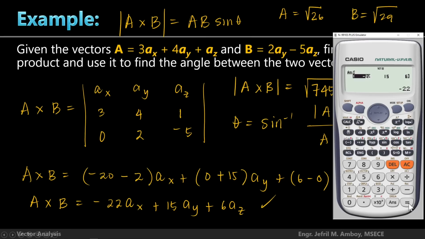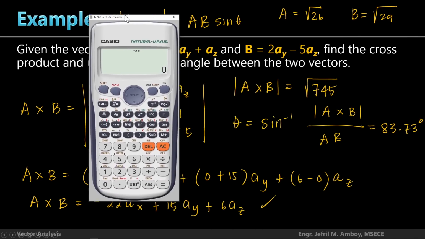and then press the equal sign. So now we get the answer, negative 22, 15, and 6. Just like our answer here. Okay? So now we're able to show that the two answers are the same. So we're confident with our answers. Parehas sila eh. Now, how about the angle?